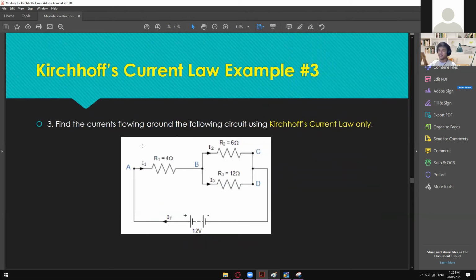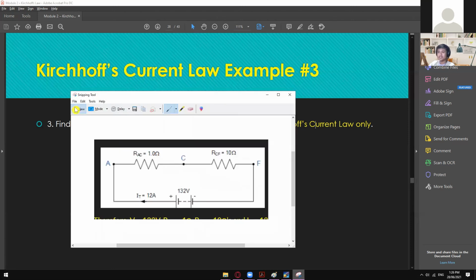So in here, find the currents flowing around the following circuit using Kirchhoff's current law only. So take note, we only have to use KCL, okay? So we can actually use Ohm's law right away right here, just by combining those two using the parallel law or parallel rule circuit. But since we are restricted to that one, we have to show the Kirchhoff's current law, okay? But before we can do that, we have to apply KVL also at the same time. Okay, so let me just get this one.